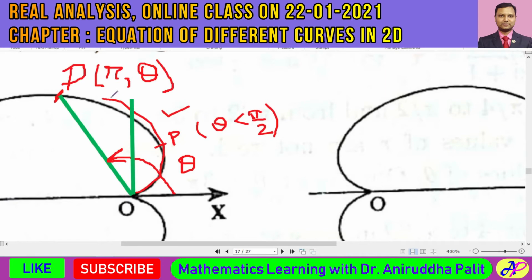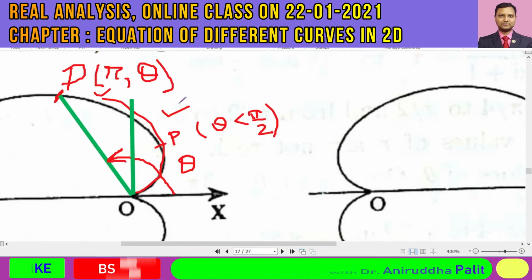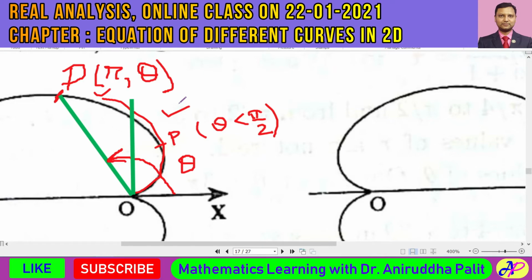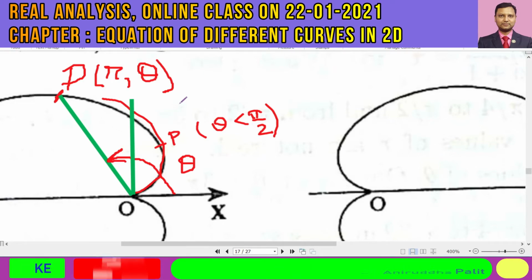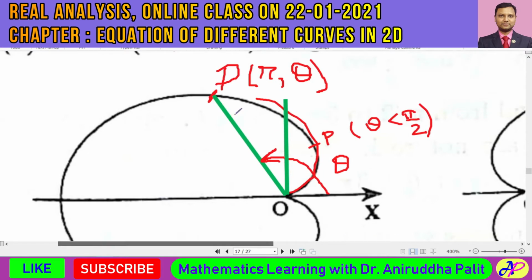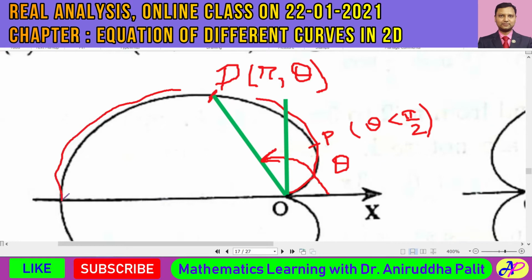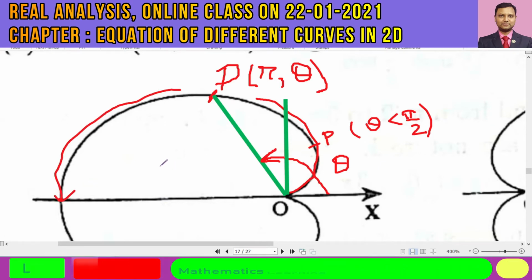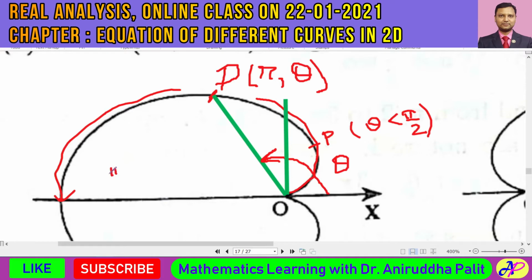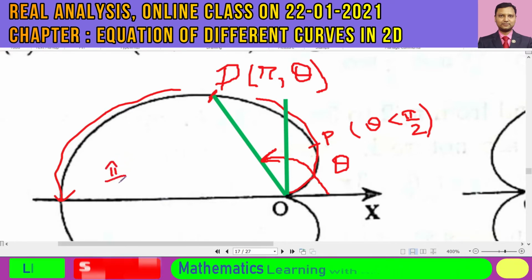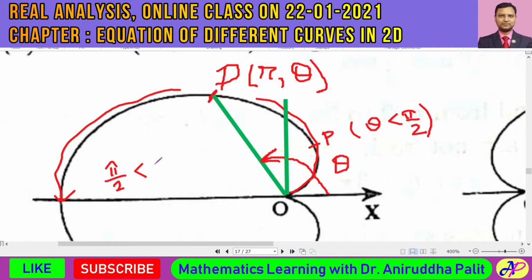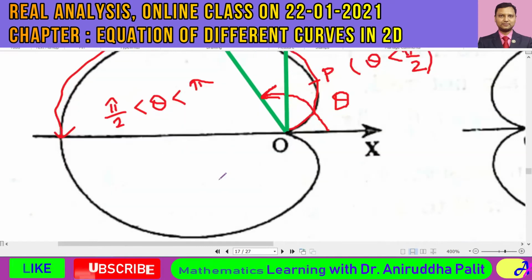But whenever P increases further, theta would increase and become greater than pi by 2. Got it? And when P again comes over here at this point, up to this level, in this range, theta would be greater than pi by 2 and less than pi. Clear?